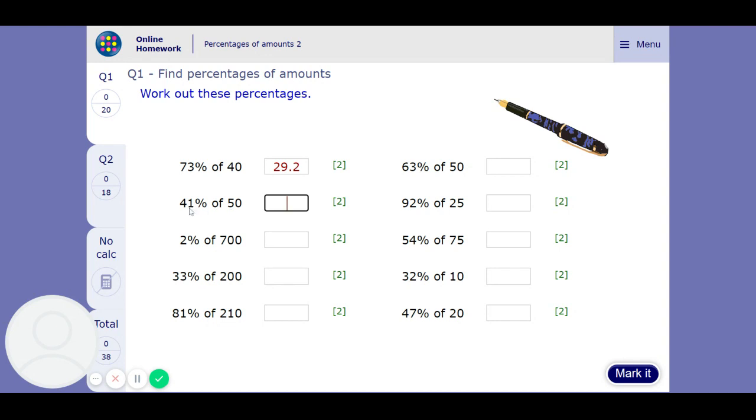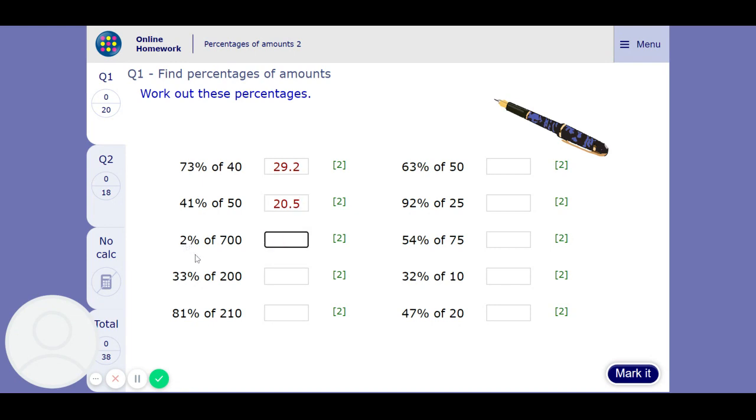41% of 50, again, we're going to work out 10%, we're going to work out 1%, you're going to work out 40%, and you're going to add up the appropriate amounts. So 10% is 5, and then 40% is 20, 1% is 0.5, and therefore when you add them up, you're going to get 20.5.